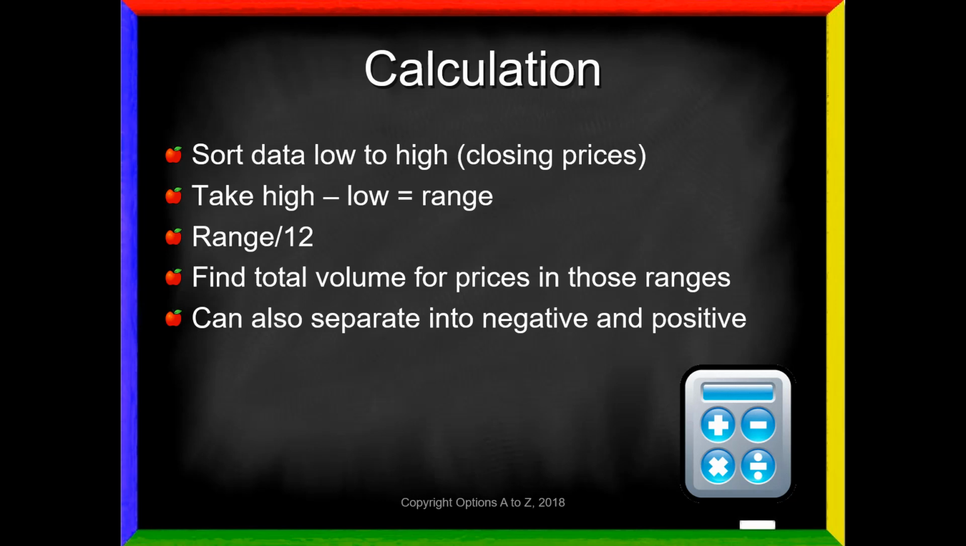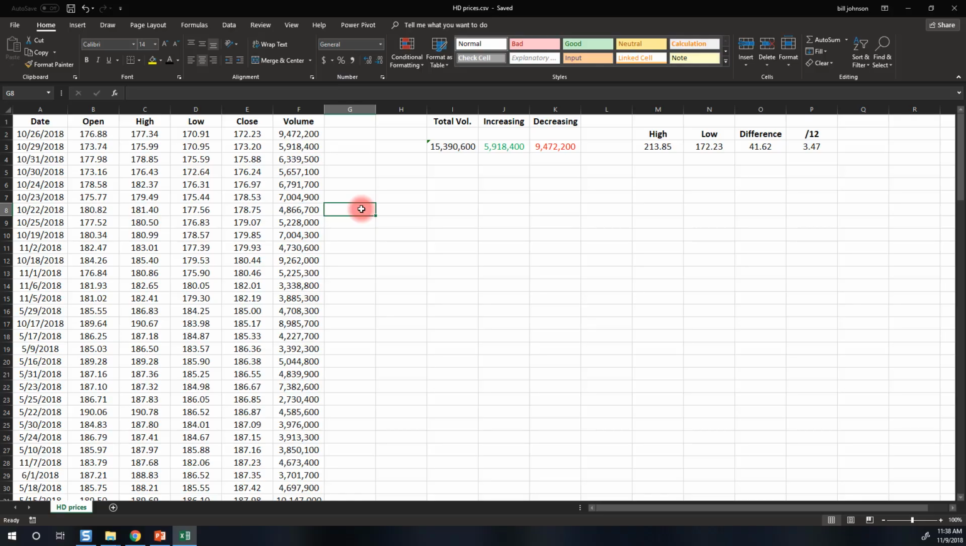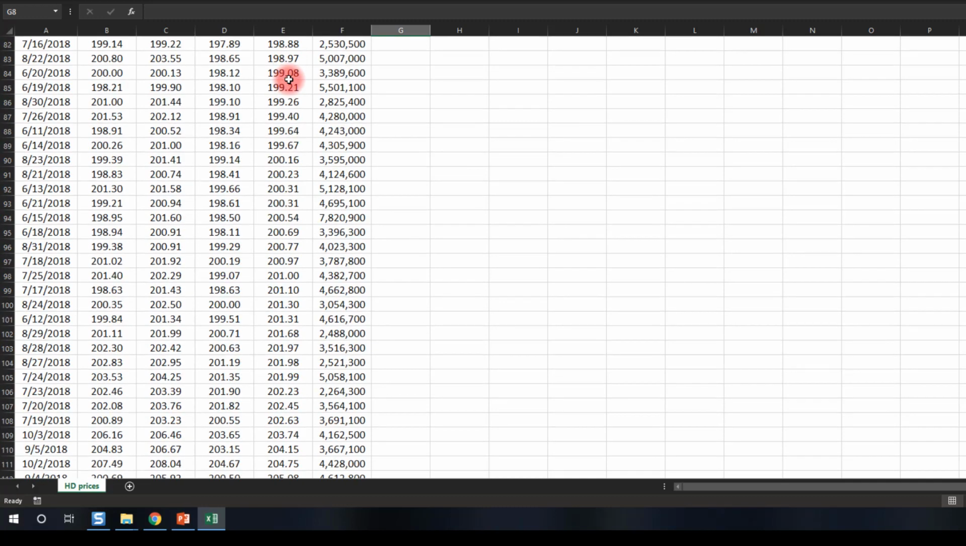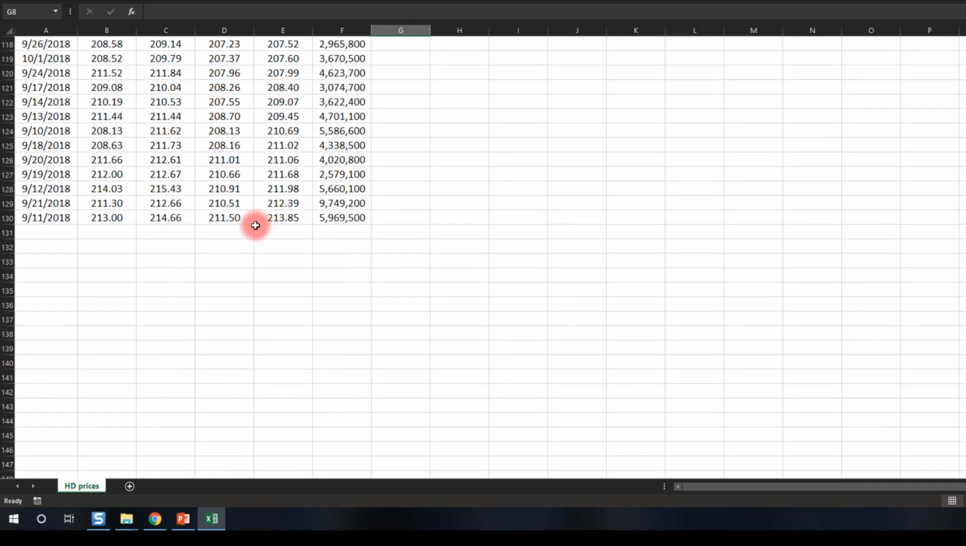So let's take a look at Home Depot. So here's our Excel spreadsheet with Home Depot, and I've taken the last 6 months of closing prices. You can get this from finance.yahoo.com. Just click on historical data and download them. And it normally comes up according to date. But what I've done is I have sorted these according to closing prices. So at the top, we have the very lowest closing price, 172.23. And down at the bottom here, after 6 months of trading, 213.85 was the highest.